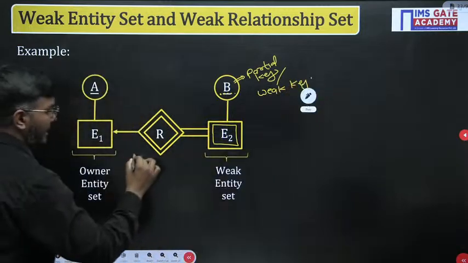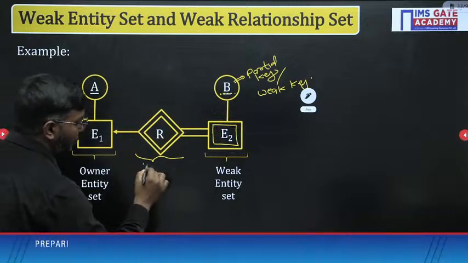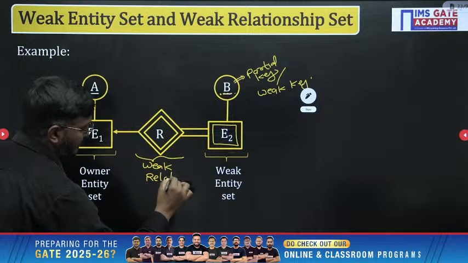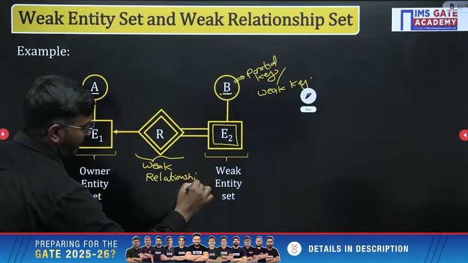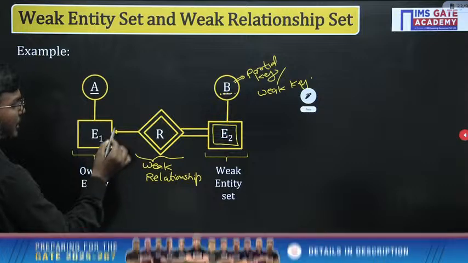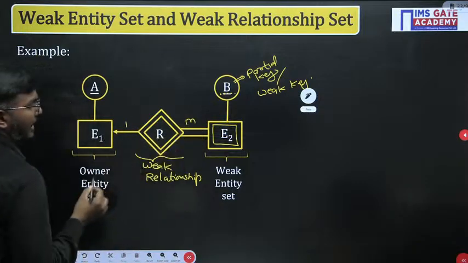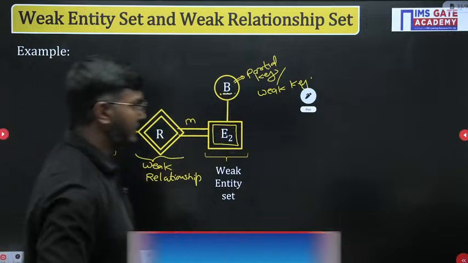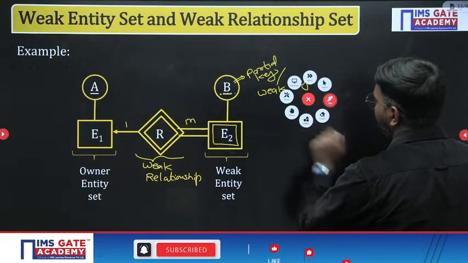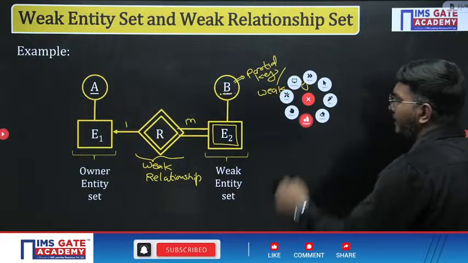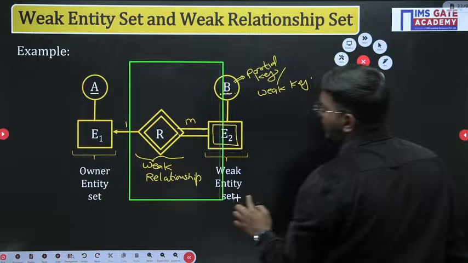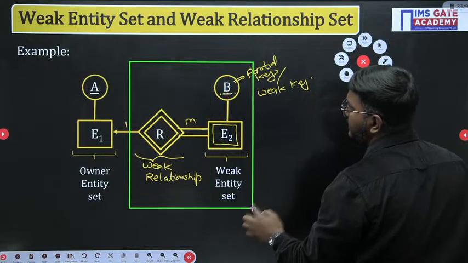Understood? And here the relationship R is also called the weak relationship. Understood? And mapping will be 1 to many, and participation towards the weak entity set side must be total. Now regarding finding the number of relation tables, always the relationship sets will be merged with the weak entity sets. Understood? Always. Okay.